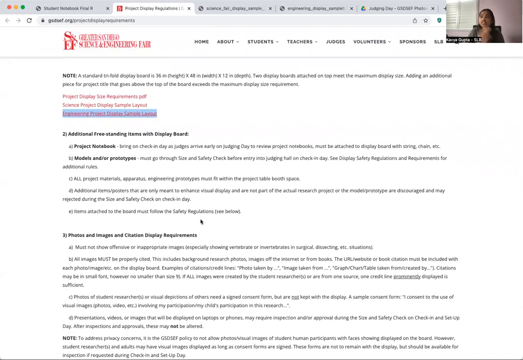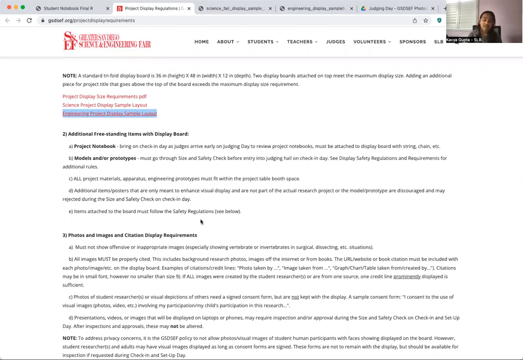Okay, so about these additional freestanding items, as I said before, you need to bring in your project notebook on check-in day, as the judges arrive early on judging day to review project notebooks. And they must also be attached to the display board with a string or a chain.